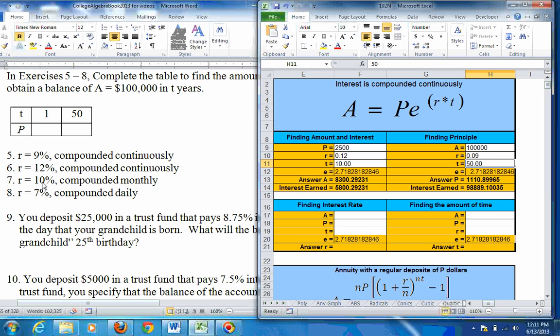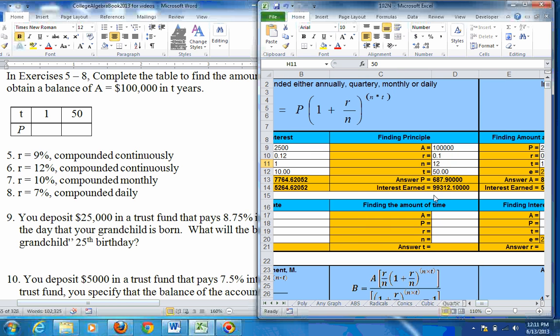Let's go down to problem 7. It says 10% compounded monthly. Well, if it's any sort of discrete way, you use the left-hand side of the sheet. So we're using this area, then finding principal, you're using this area right here. Want to end up with $100,000, 10%, compounded monthly, it says here on problem 7, so put a 12 in here, and I'm just filling in this spot, 50 years, so put a 50 in, and you would have to deposit $687.90, a one-time deposit of that much money at this interest rate, and in 50 years you'll end up with $100,000. Okay, so let's move on, and that's the way all these are done right here.